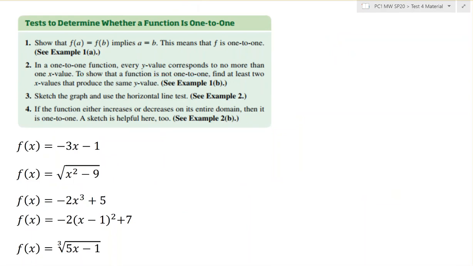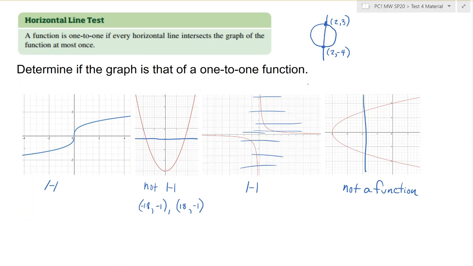You can sketch the graph and use a horizontal line test. And if the function either increases or decreases on its entire domain, then it is one-to-one. A sketch is helpful here too. An example of that would be something like the cube root graph, or if you had a cubic graph, it's increasing on its entire domain. There's no way that it could not be a one-to-one function.